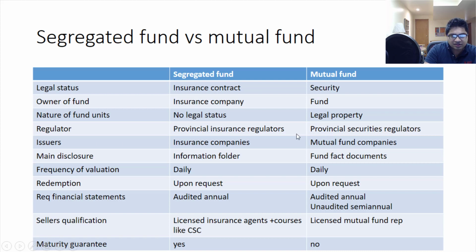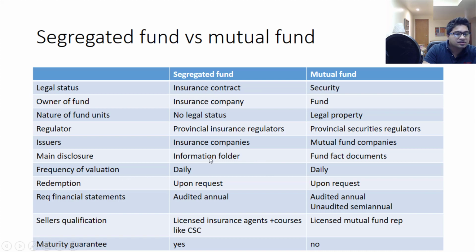In case of mutual fund, it is the provincial securities regulator. Issuer: it is insurance companies that issue segregated funds. In case of mutual fund, it is mutual fund companies. Main disclosure: it is the information folder, and in mutual fund it is fund fact documents. So this is also a big difference. Mutual funds have fund fact documents and segregated funds have information folders.